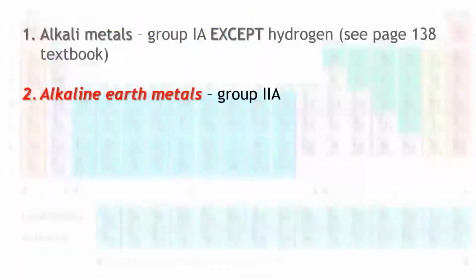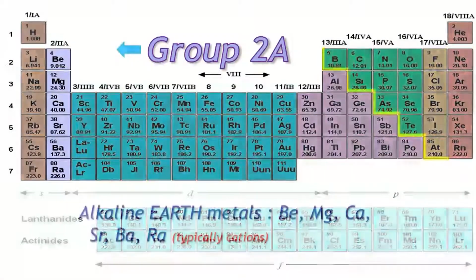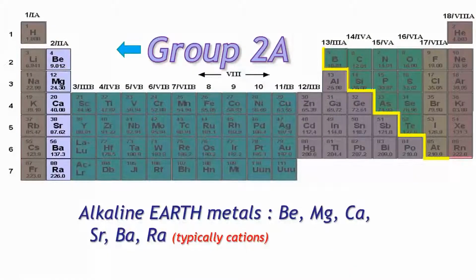Next to them we have the alkaline earth metals, group 2A, similar sounding. The alkaline earth metals are here shown in purple, group 2A. And they include beryllium, magnesium, calcium, strontium, barium, and radium. Like group 1A, they are cations, with the difference being that in group 2A, they tend to be +2.